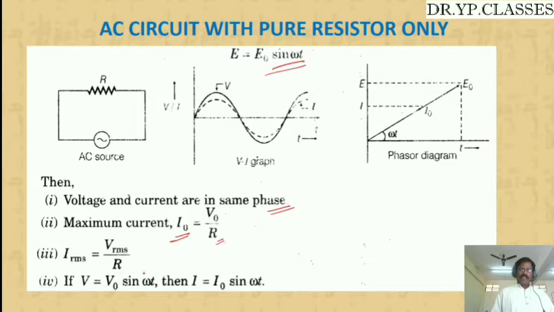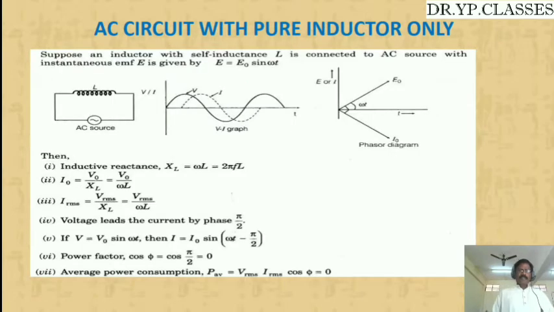And if V is equal to E naught sin omega t, then I is equal to I naught sin omega t. There is no variation. You can see the graph, as V varies, I also varies in the same way. So in a resistor, when we apply an alternating current, there will be no phase difference between the current and the voltage.